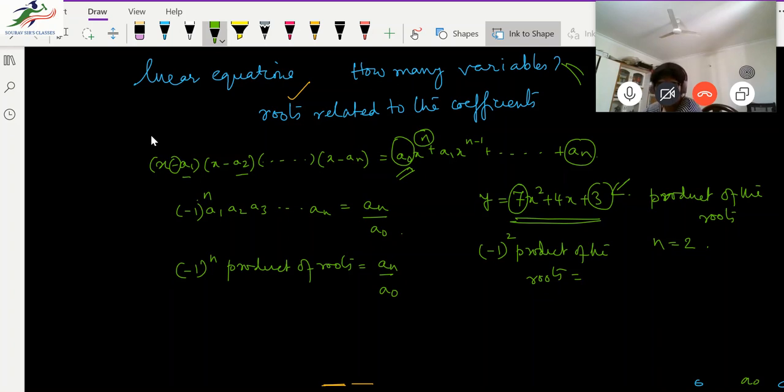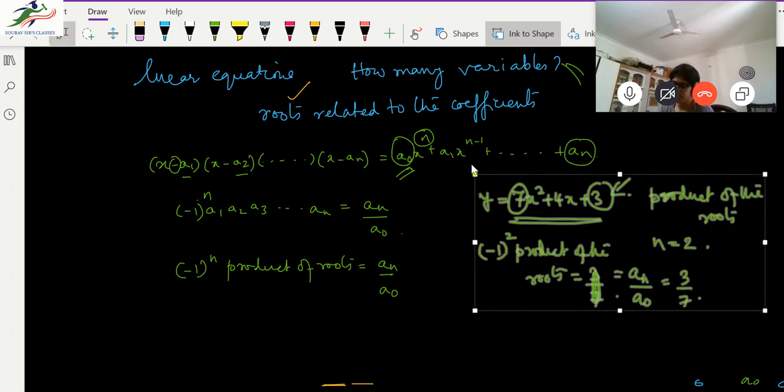So minus 1 square into product of the roots is equal to 3 by 7, right? 3 is An, and 7 is A0. So this is how it is used in quadratic equations, right? Now, what about cubic equations?